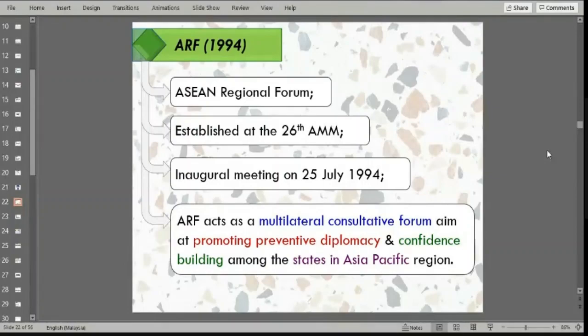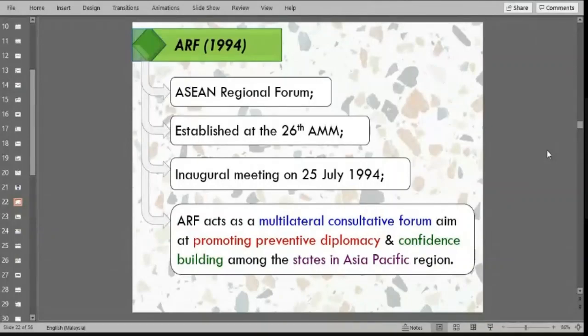So the ARF would act as a multilateral consultative forum aimed at promoting preventive diplomacy and confidence building among the states in the Asia-Pacific region. That is the main purpose, the main goal of the ASEAN Regional Forum, to act as a multilateral forum, meaning a forum that consists of various countries. So the ARF does not only consist of ASEAN countries, but also any other country that has interest in the Asia Pacific region. So negara-negara yang ada kepentingan di rantau Asia Pasifik, mereka menjadi anggota ARF. As you can see in the membership in the other slides.